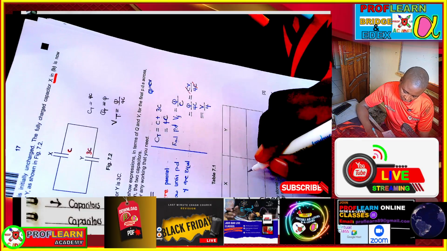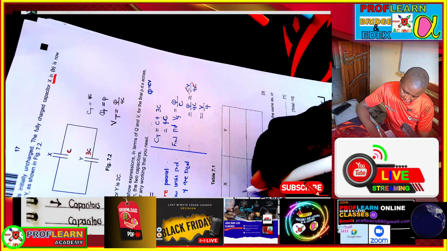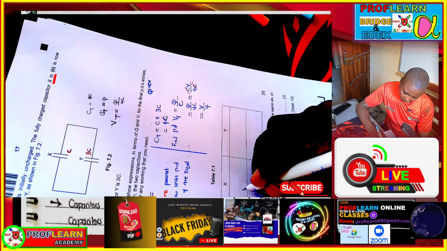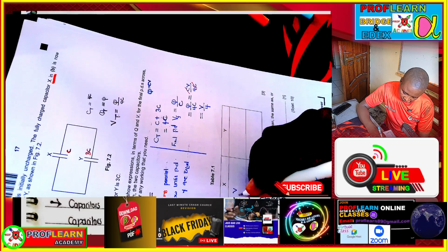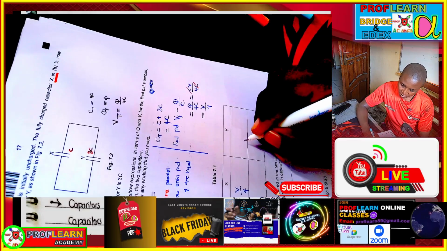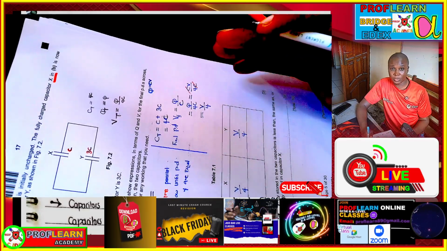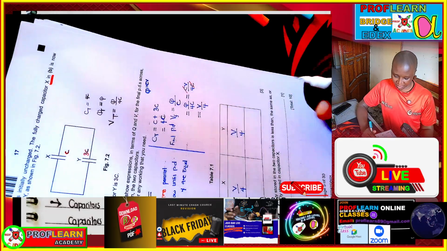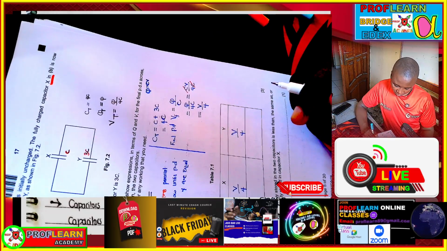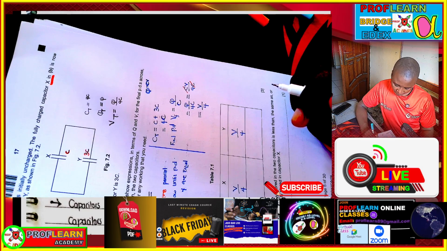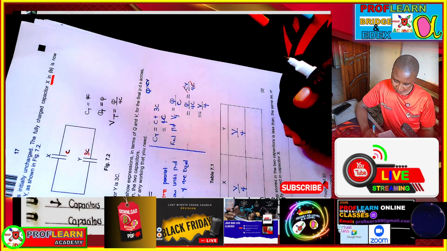So for X, the final PD is going to be V over 4, and also this one is going to be V over 4, because the potential difference is going to be the same across the two plates. Then we shall talk about the final charge.